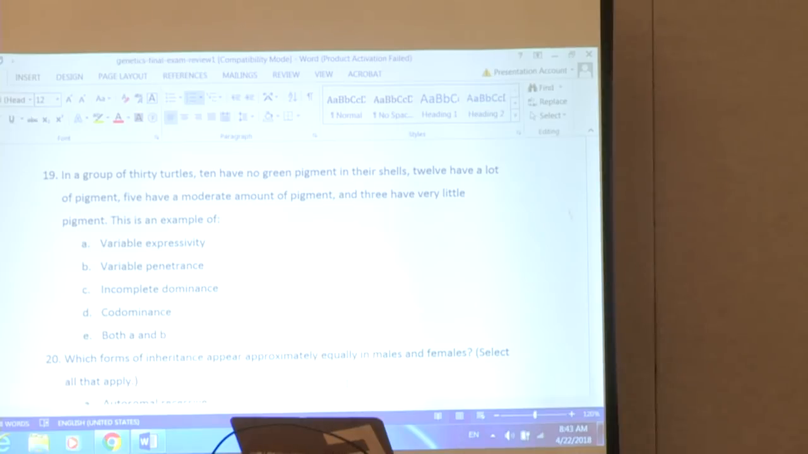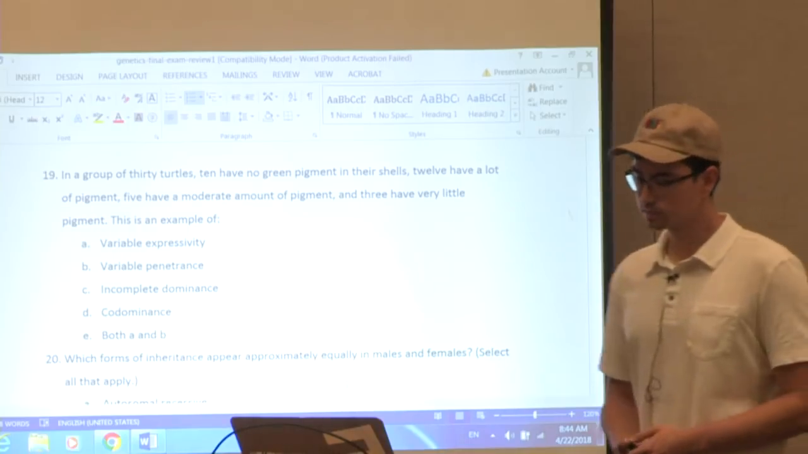It would not be incomplete dominance, because remember, that's intermediate: heterozygotes have an intermediate phenotype. And with codominance, the heterozygous individual would display traits from both alleles, and it wouldn't be mixed. So this one would be both A and B.